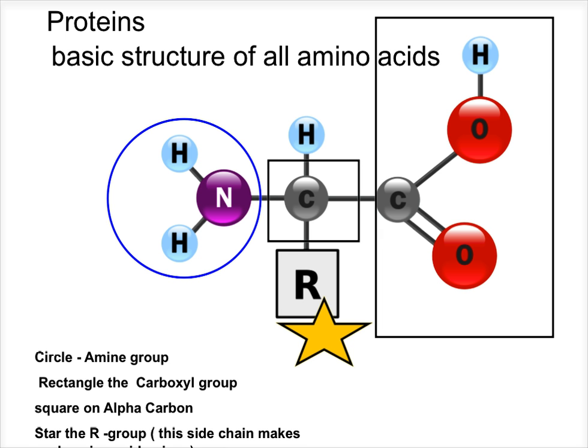You can see I have circled the amine group. I've put a rectangle around the carboxyl group, a square on the alpha carbon, and I have starred the R group. That is the side chain that makes every amino acid unique.